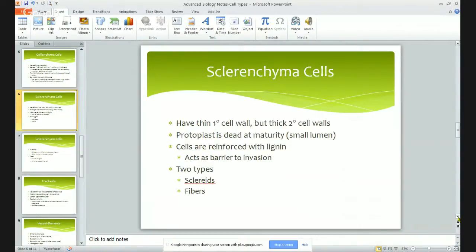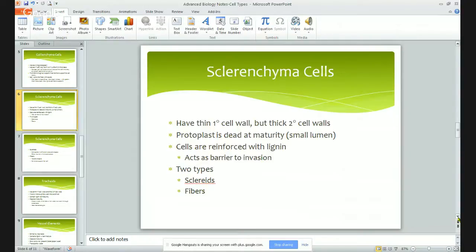You can also have sclerenchyma cells. Overall, these have a thin primary cell wall, but they're going to have a thicker secondary cell wall. I don't want to get too far ahead, but they've got two different types, sclereids and fibers, but in both of these cases, you get a protoplast, which is dead at maturity, so there is no nucleus.